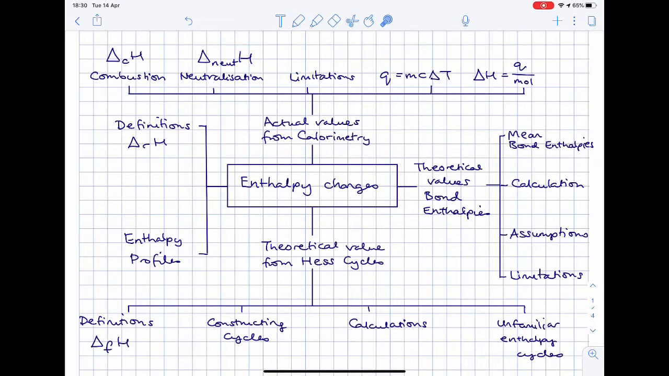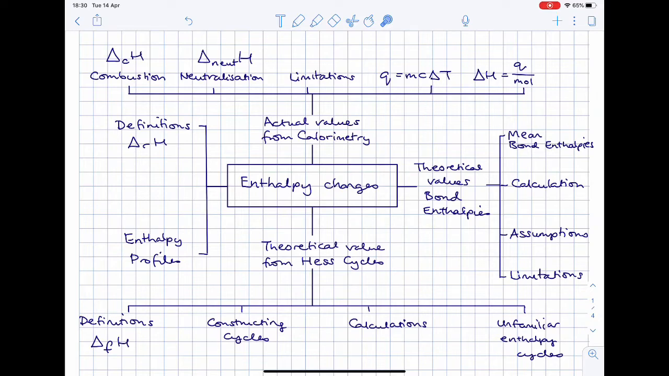So far in the topic of enthalpy changes, we looked at a number of different enthalpy changes. So we looked at enthalpy of combustion, enthalpy of neutralization when we did calorimetry. We looked at enthalpy of formation and a generic enthalpy change, which is enthalpy of reaction, which covers any reaction basically, and it's the enthalpy change for a given equation.